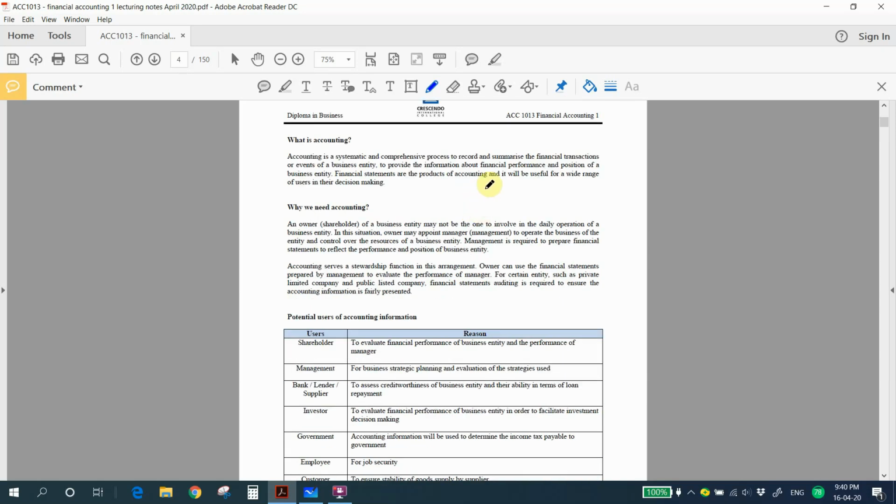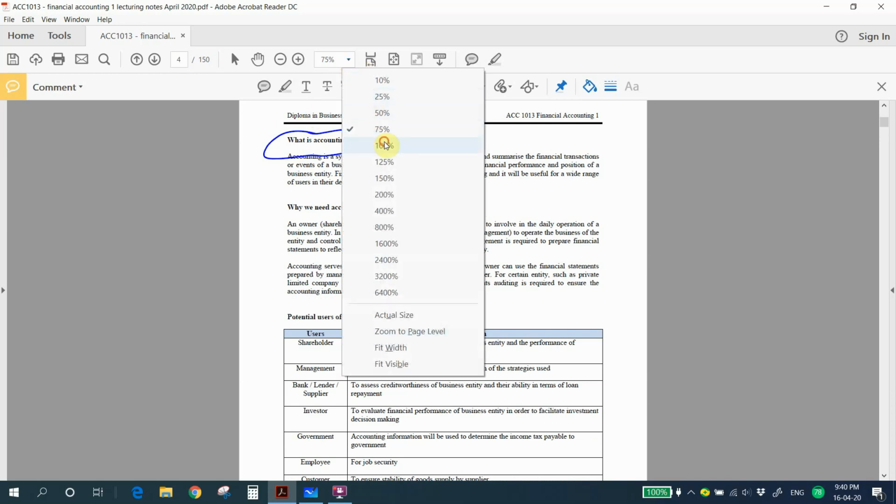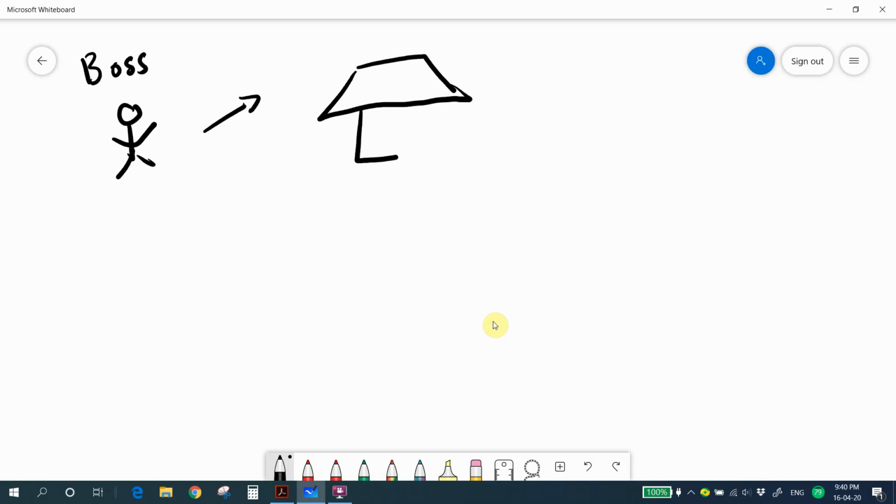So a very good question when you start learn something, what is accounting? To understand this, let me explain in a diagram. So imagine you are a boss of the company. So what kind of job you have? We assume you have a handphone shop.